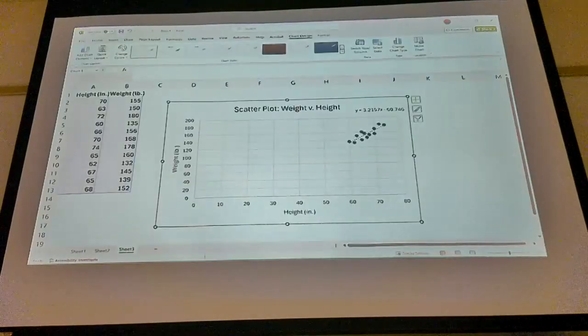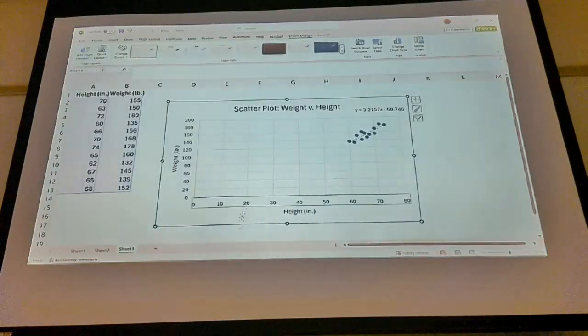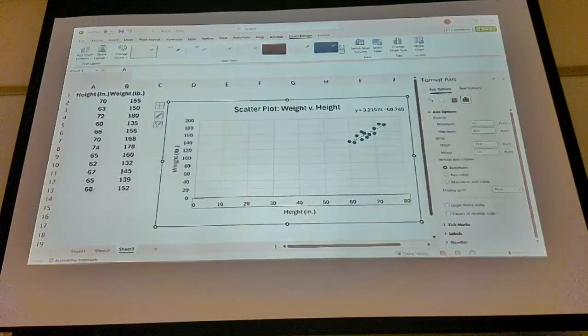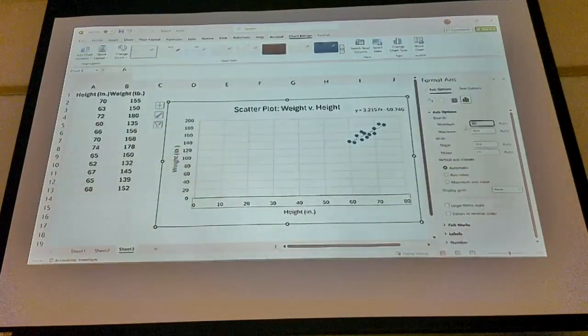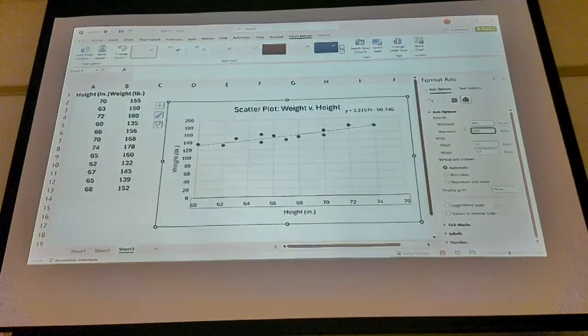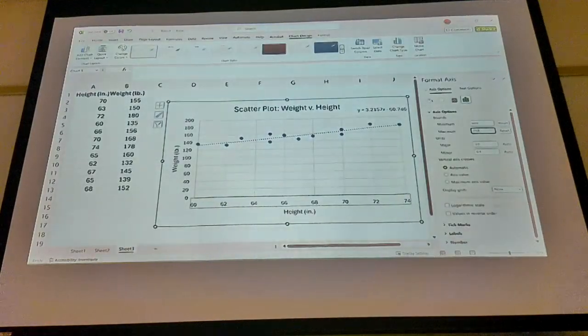So double click on the horizontal axis. See where it says minimum and maximum? That's zero. What I did was I set the minimum to be 60 and the maximum to be 74. And I just let the units be major, that's just how much it's going to change.